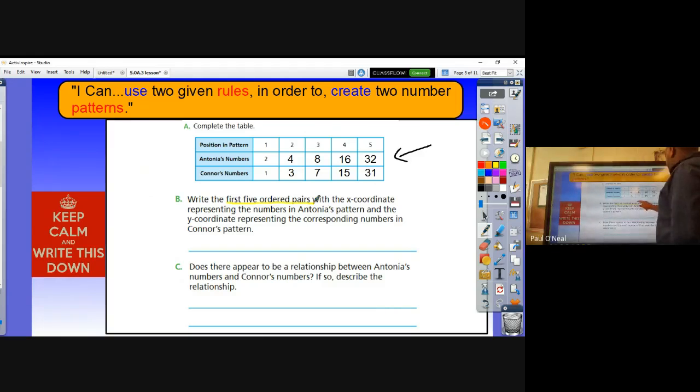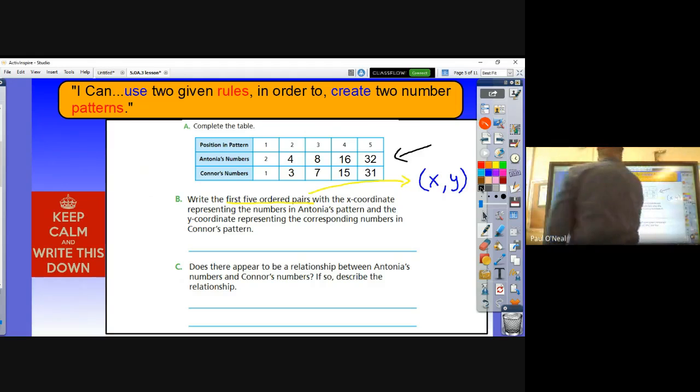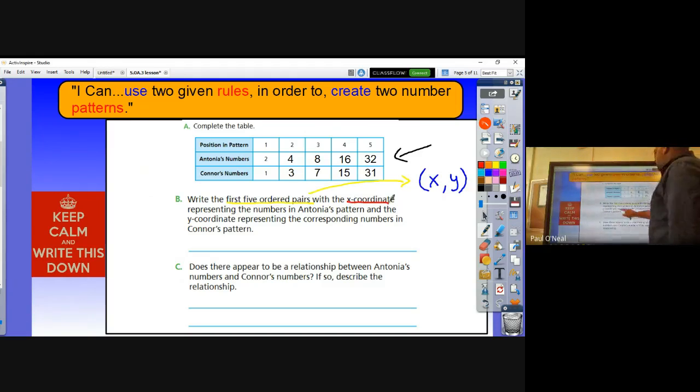Now, with that being said, I'm going to put this over here. Remember, an ordered pair, ladies and gentlemen, if you recall the notes that Mr. O'Neill gave you, the definitions, an ordered pair is X, comma, Y. Okay, that's what it should look like. So that's what an ordered pair should look like. Next, the X coordinate is going to represent Antonia. The Y coordinate is going to represent Connor. Okay, so now we have an idea.